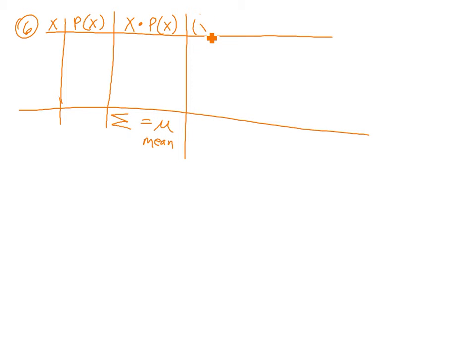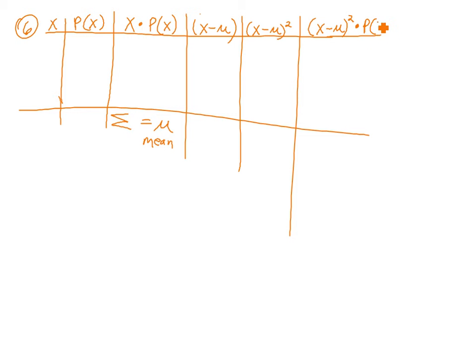Then your next column would be X minus mu. Then your next one is X minus mu squared. And then the last one that you need is X minus mu squared times P of X. So you take whatever's in this column times whatever's in this column, and that's what goes here. Then here you add all those up, and that's your variance.